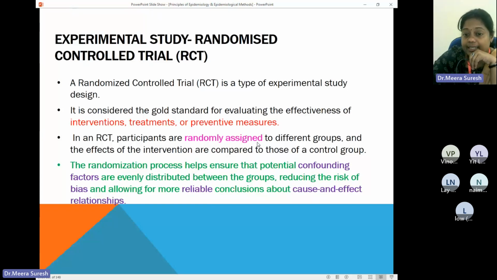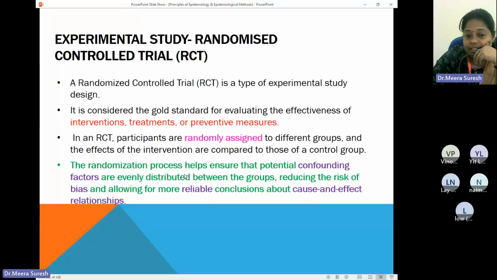The participants are randomly assigned to different groups, either the intervention group or the control group, so the effects of the intervention can be compared to those of the control group. This randomization process helps in reducing two things. One is confounding factors. When you do that randomization, where every person has equal chances to belong to either group, in a way you are reducing confounding factors or confounders. And the second thing that you reduce is bias. So this is an MCQ question: the process of randomization can reduce confounding and also bias.